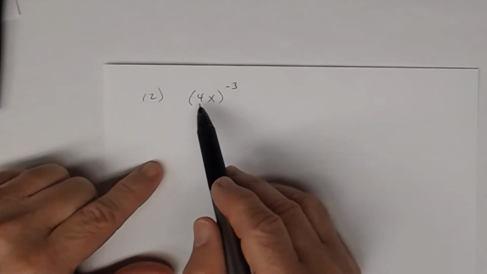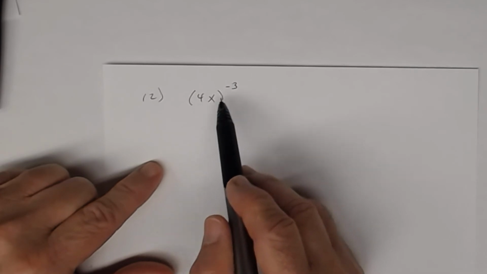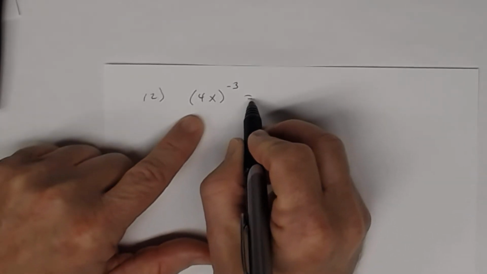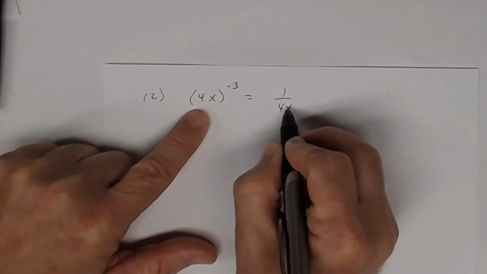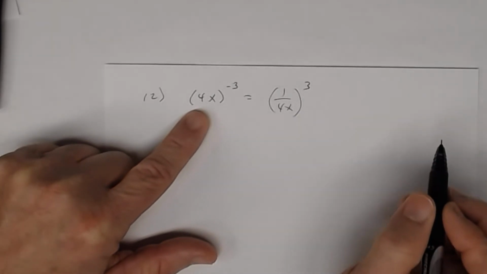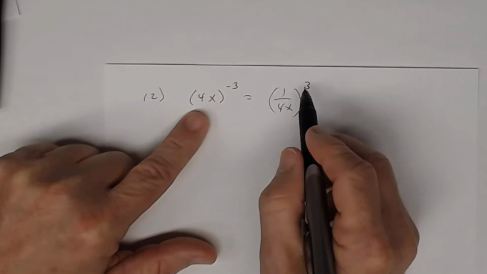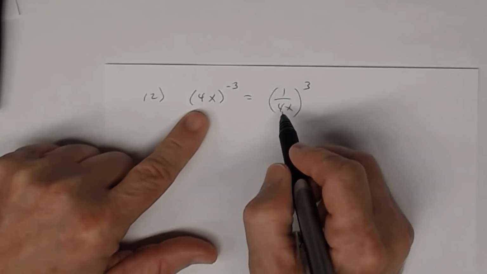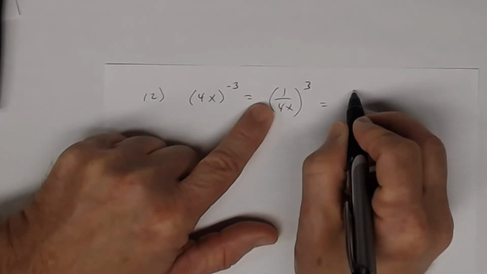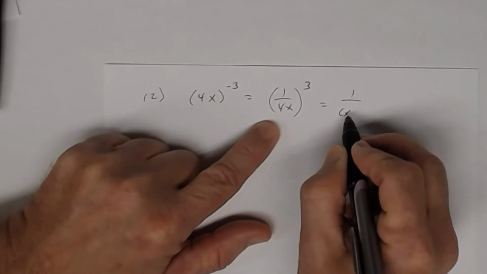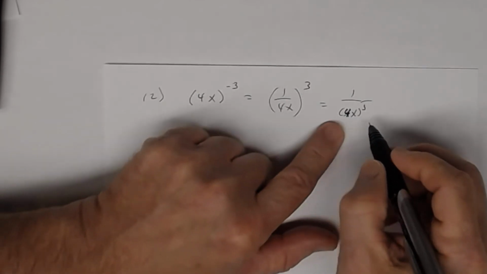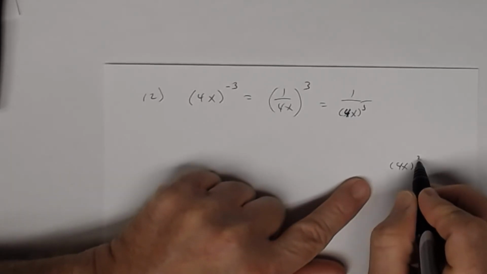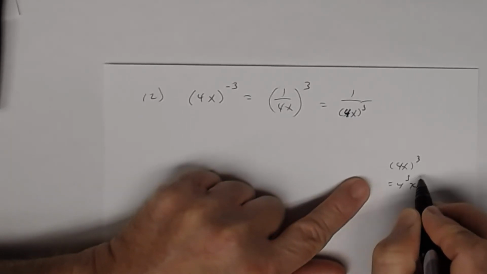So I have this base, which is 4x, being raised to the negative power. So I know I can just take the reciprocal, right? So the reciprocal of 4x is 1 divided by 4x raised to the third, just like that. And now power of a quotient. So I have 1 to the third, which is 1, and then 4x to the third. Well, remember what 4x to the third is. 4x to the third means 4 to the third, x to the third.